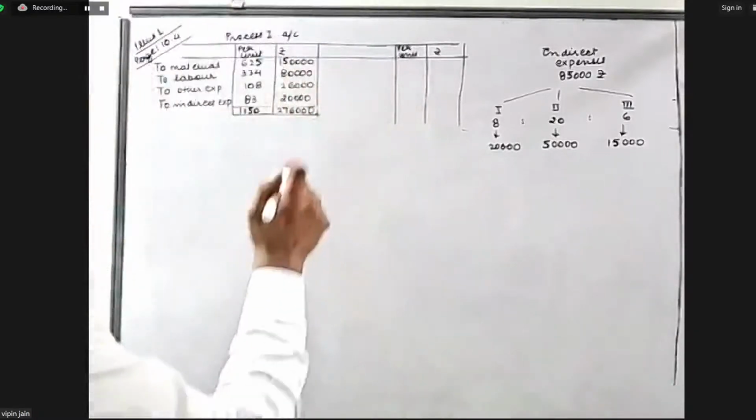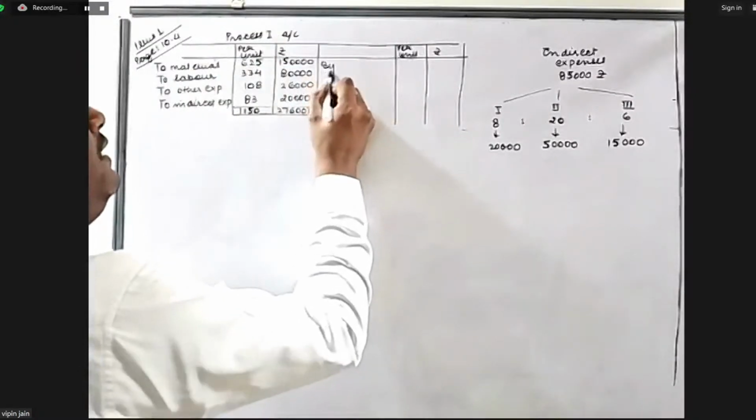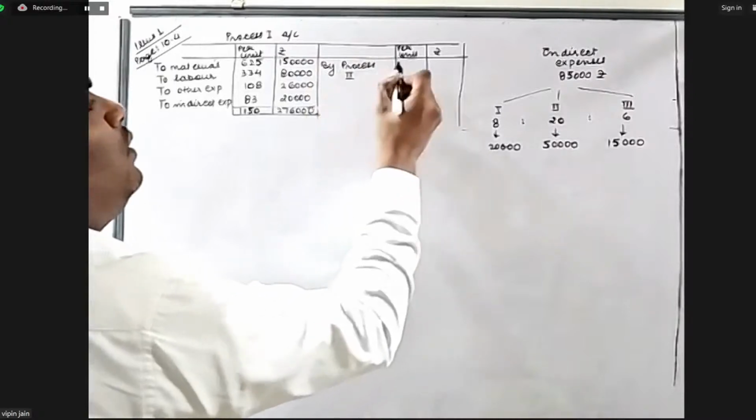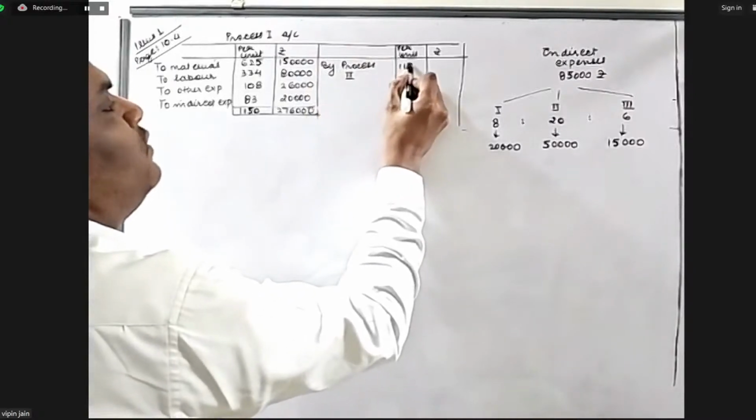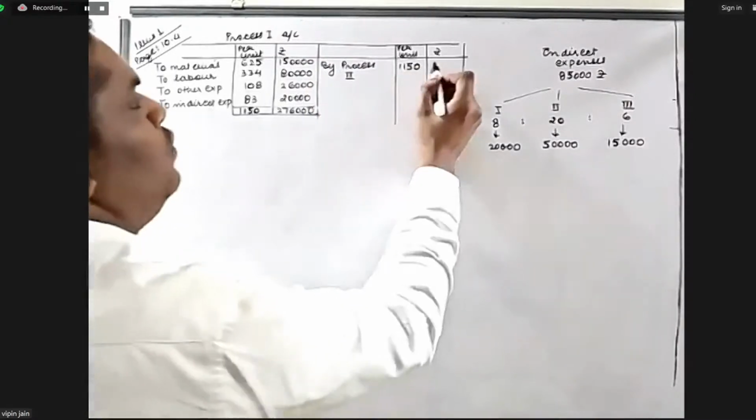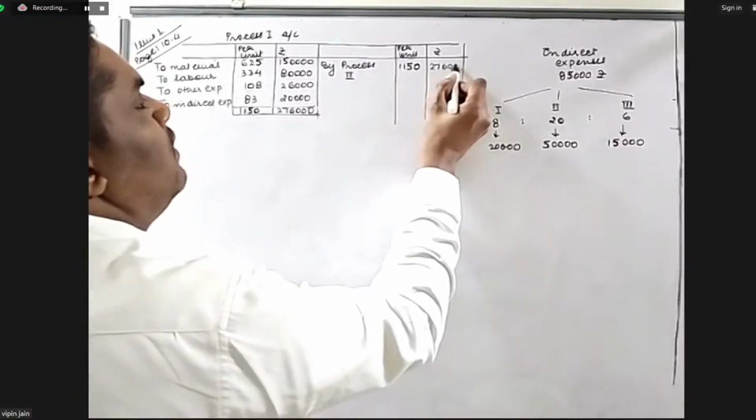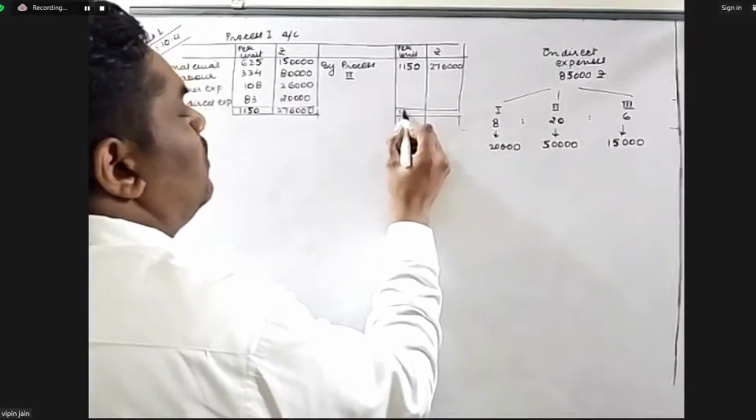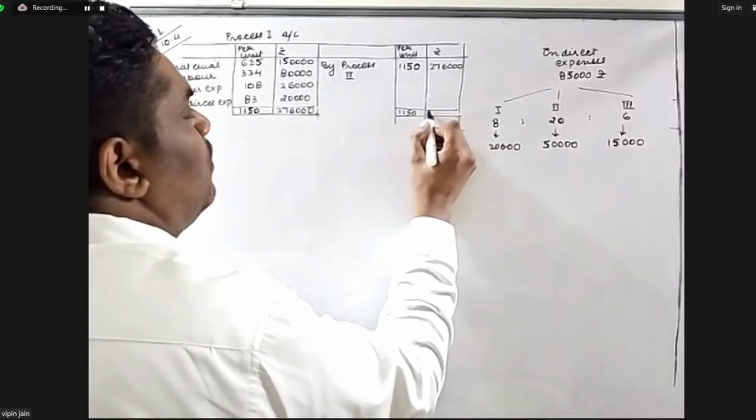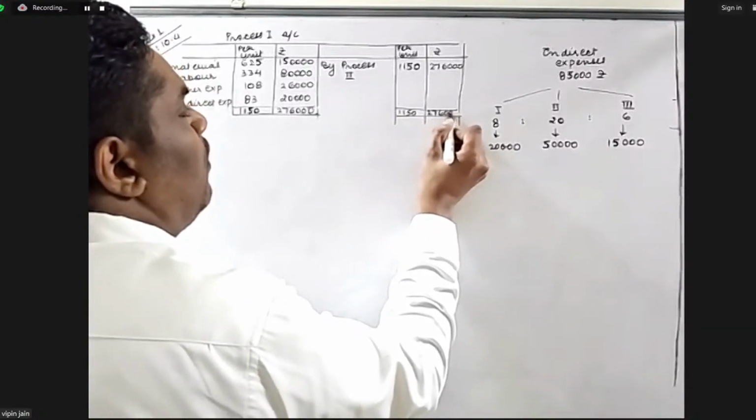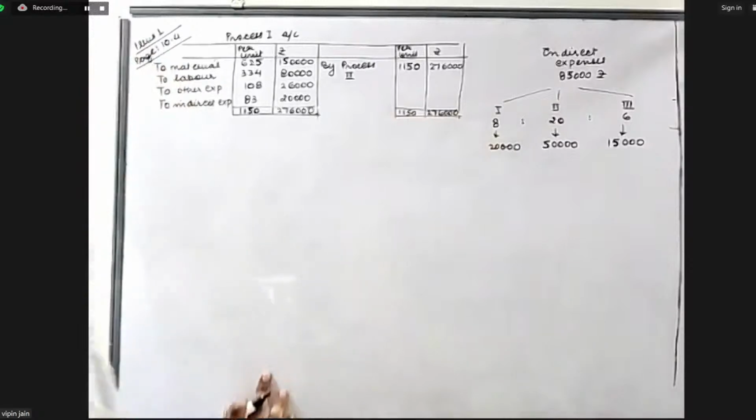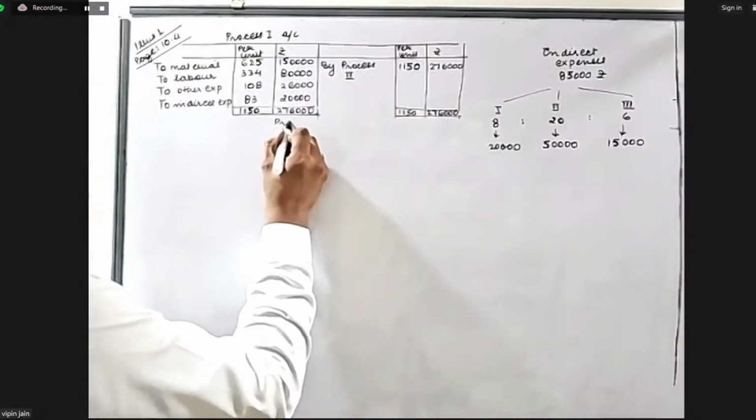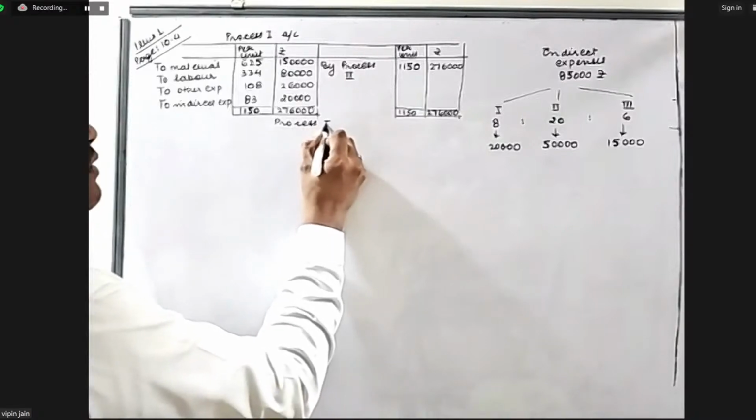Now the output of process first is transferred to process second. So by process second, 1,150 and 2,76,000. So this is how the basic process account will be prepared. Now we'll prepare process second account.